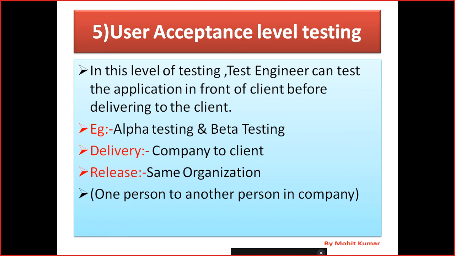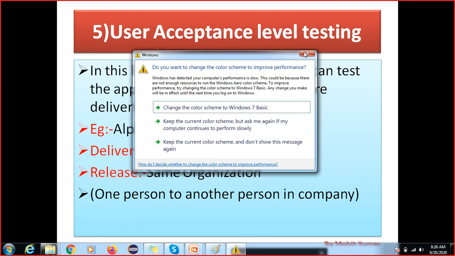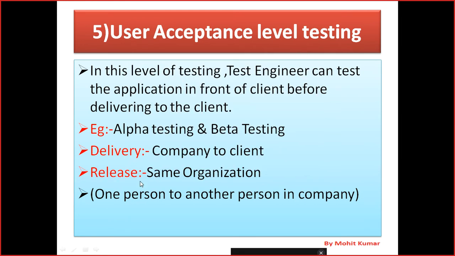What is the meaning of delivery? Delivery is company to client, and release is within the organization. Within the same organization, we are delivering from one person to another person. Like my company is product based, so we are releasing this. We don't have a client. We have a product based company. Here we have a service based company. So TCS has developed some application and they deliver it to Apple. That is company to client.